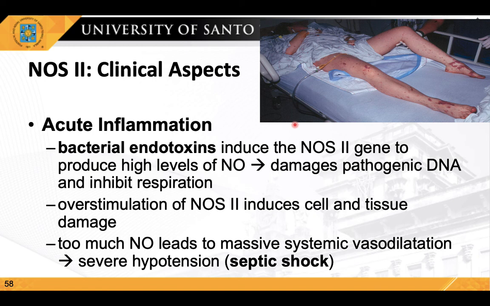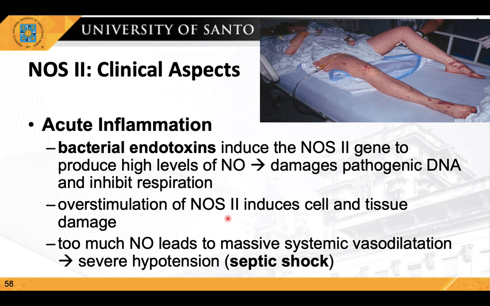In acute inflammation, bacterial endotoxins such as those of E. coli and other gram-negative bacteria induce the NOS2 gene to produce high levels of nitric oxide to damage pathogenic DNA and inhibit respiration. Nitric oxide, however, cannot discriminate pathogenic DNA from host DNA.